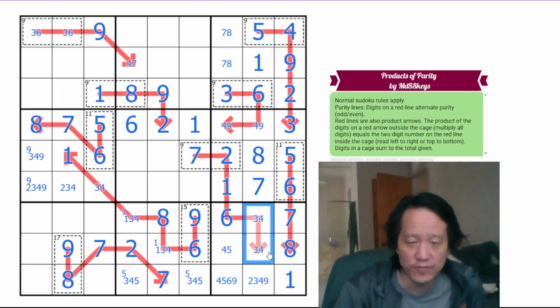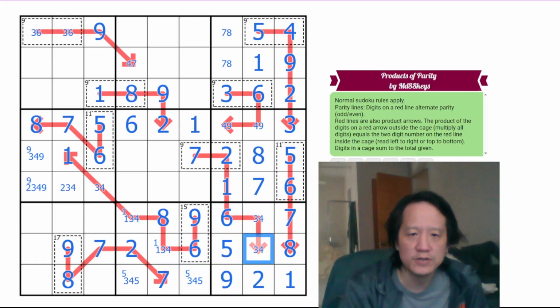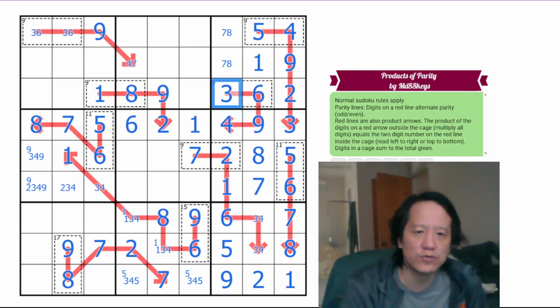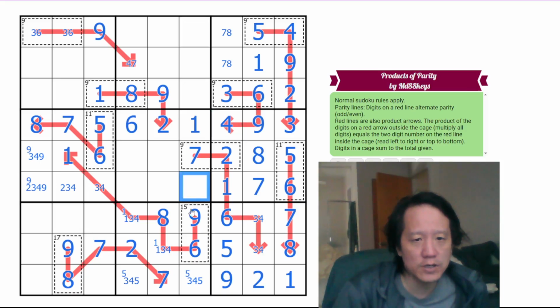That eliminates 3 and 4 in the rest of the box. So this can't be 4. This is 5. This can't be 5, 6, or 4, so this is 9. This can't be 3, 4, or 9, so it's 2. This 3, 4 pair eliminates 4 here, so this must be 9, which makes that 4.